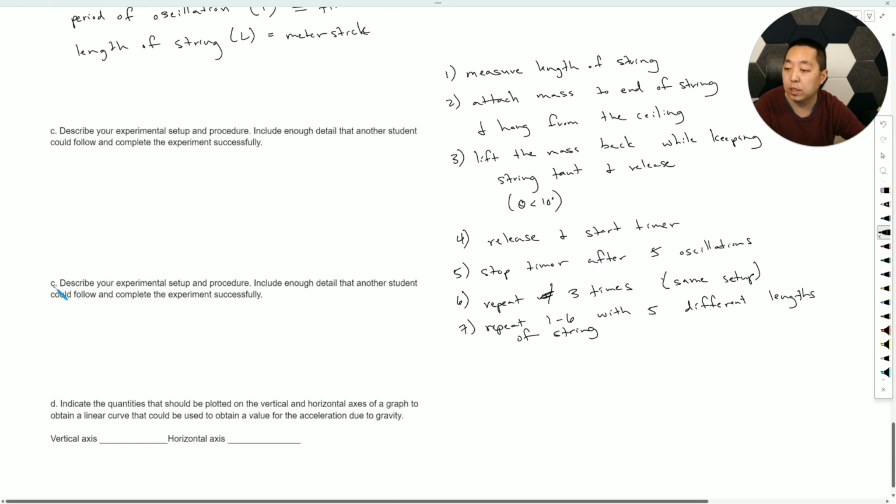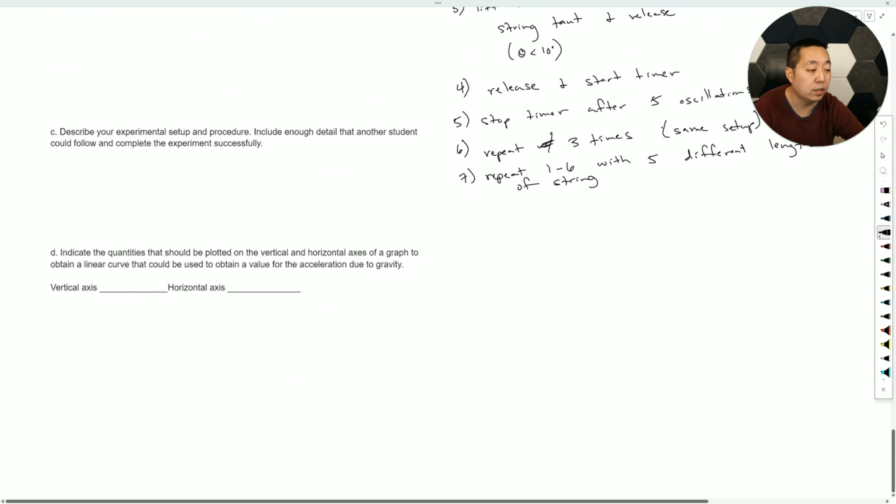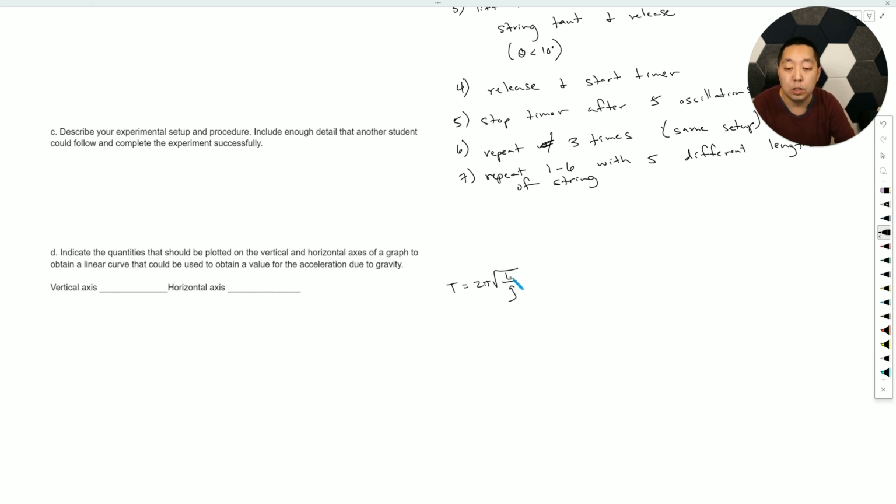Okay, so that's a repeat. Yeah, I don't know why; oh, it's because I actually copied it twice. Okay. Indicate the quantity that should be plotted so that you get a linear curve to obtain the acceleration of gravity. So we want the slope to equal the gravity part, right?